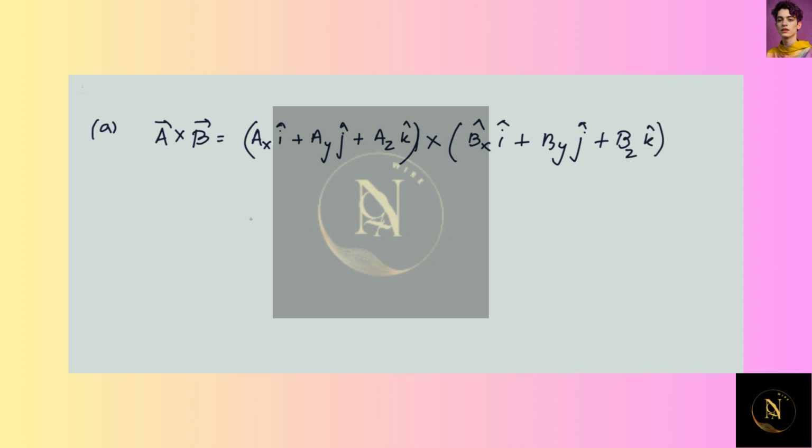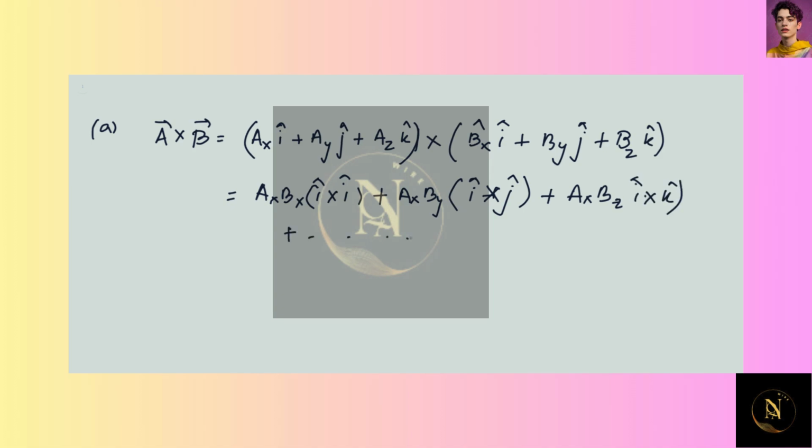Now we apply the distributive property. So here I am just taking the cross product of each term or each component of A with each component of B, and so on. And the last term will be this cross product with this.